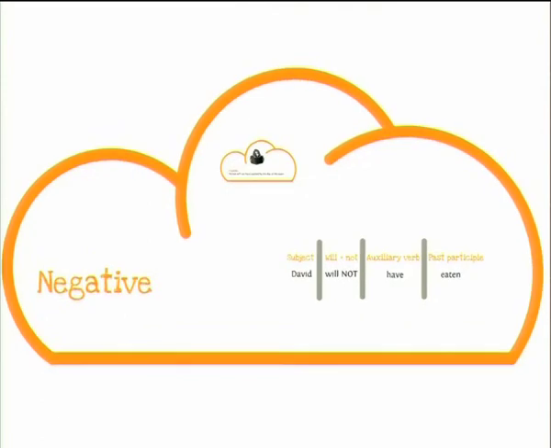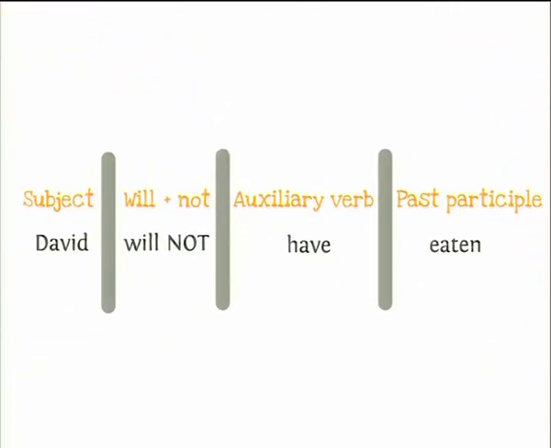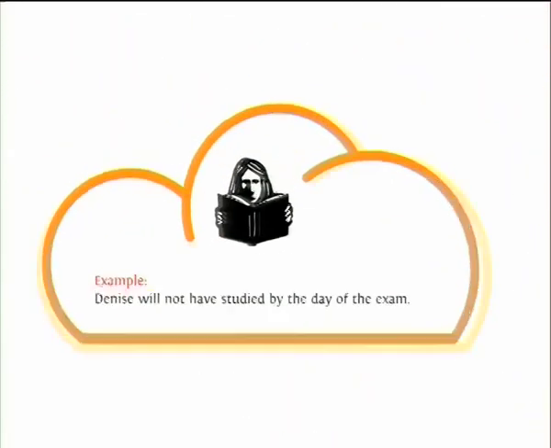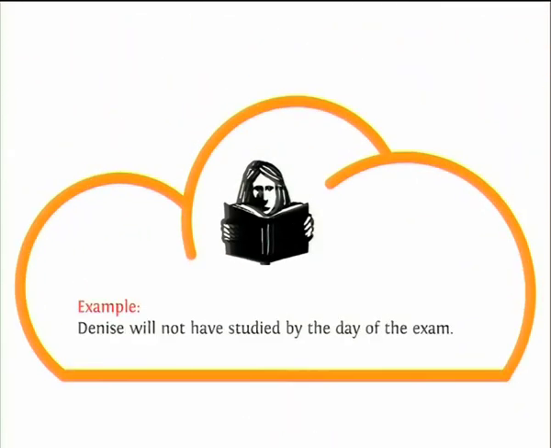In the negative, the structure is subject, will plus not, the auxiliary verb have, and the past participle. For example, Denise will not have studied by the day of the exam.